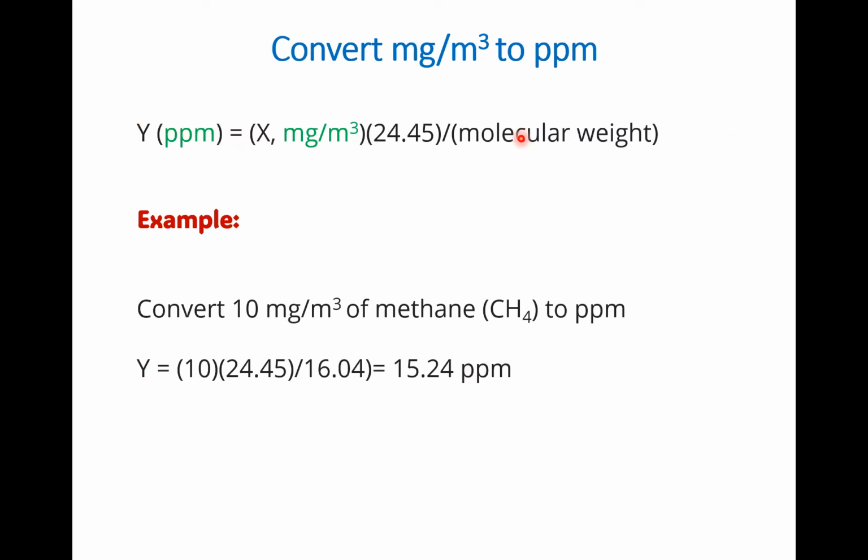The other way around is also very simple. If you would like to convert milligram per cubic meter to ppm, it is the same thing, except that you reverse the previous equation. For example, if we convert 10 milligram per cubic meter of methane to ppm, you plug in the values, with the molecular weight of methane being 16.04, and the 10 milligram per cubic meter is 15.24 ppm.